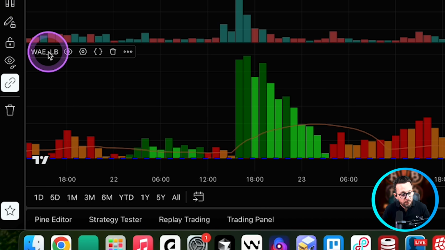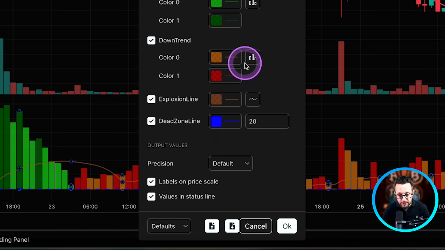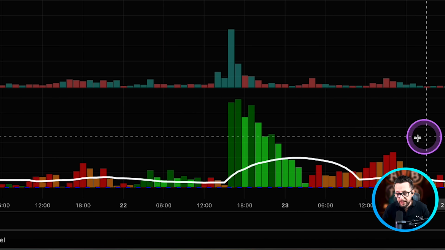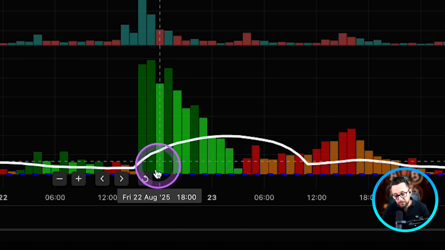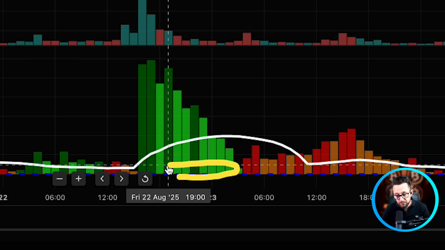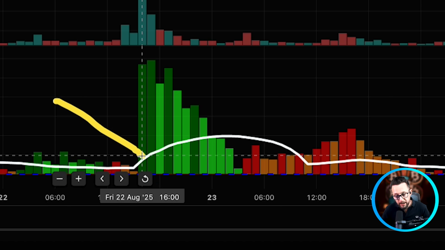It has several parts. I'm going to click on the cog here and we're going to change the color of this line, which is the explosion line. Okay, the explosion line is this one here. The blue line is called the dead zone line. This is where the name of this strategy actually came from, but we don't actually use it anymore. The explosion line is this white line here.